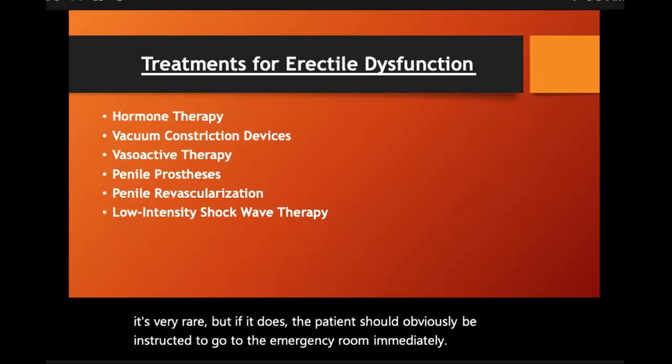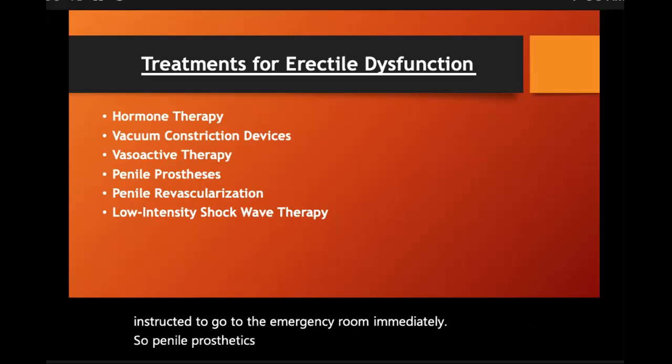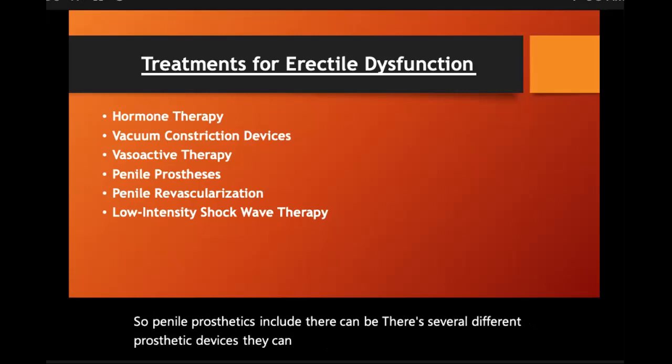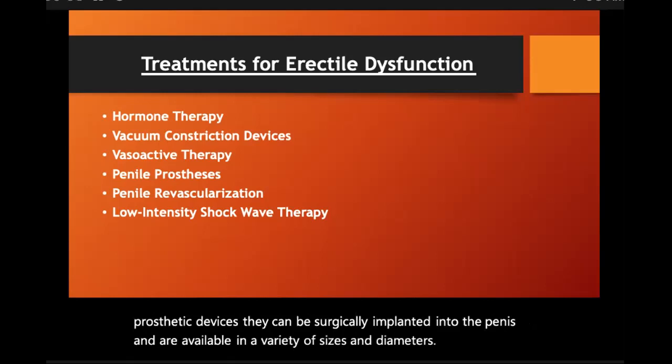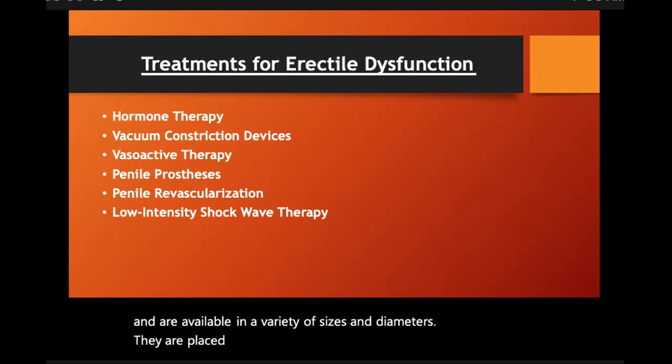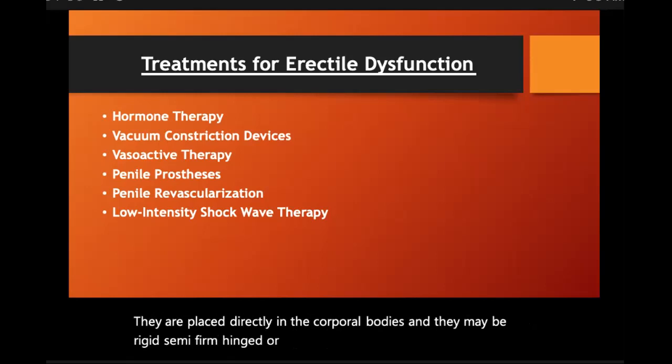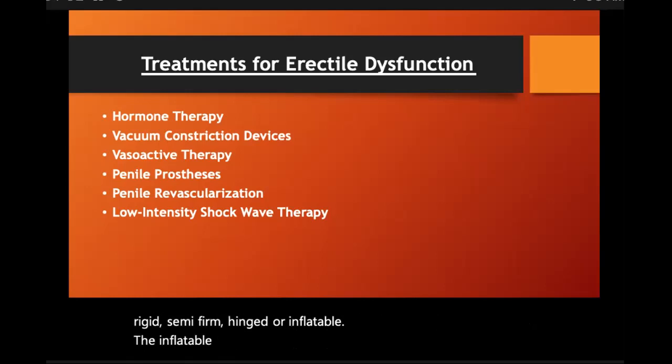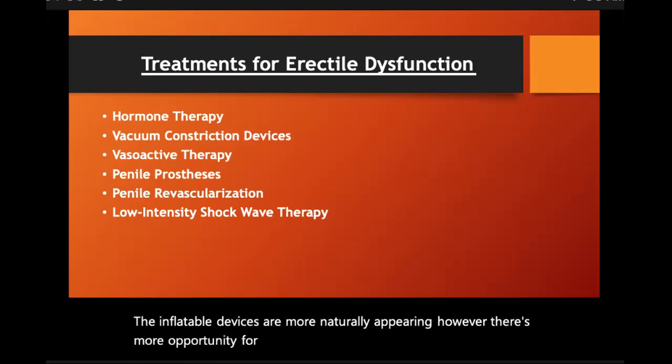So penile prosthetics include several different prosthetic devices. They can be surgically implanted into the penis and are available in a variety of sizes and diameters. They are placed directly in the corporal bodies, and they may be rigid, semi-firm, hinged, or inflatable. The inflatable devices are more naturally appearing. However, there's more opportunity for mechanical failure.